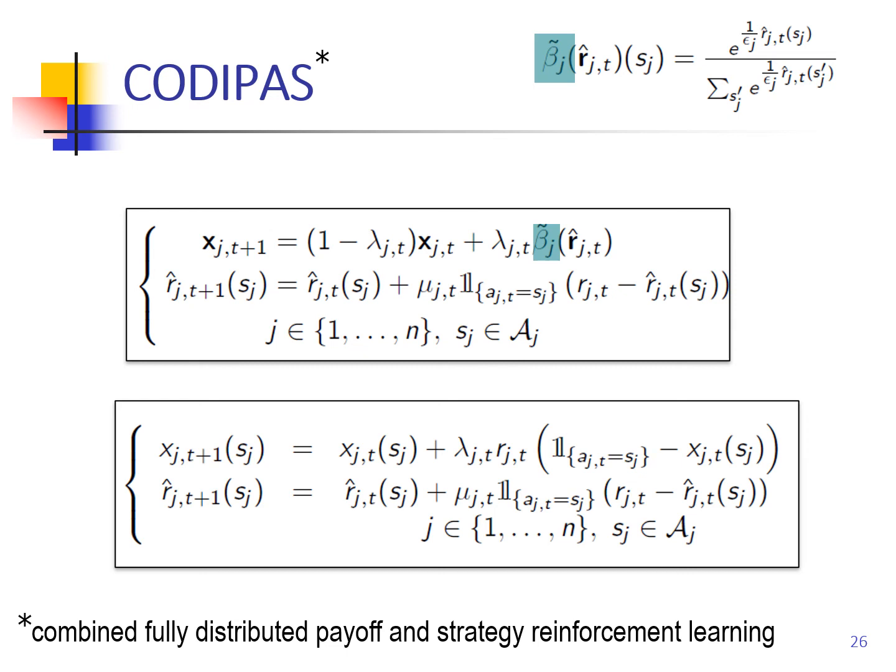So this notion of Boltzmann distribution will be the solution to this type of learning games. Here what do I have? This is called CODIPAS, for Combined Fully Distributed Payoff and Strategy Reinforcement Learning. This is, as I said before, one of the most powerful frameworks. So what do you have here? Maybe let's jump to the second part first. So here, what am I writing down?